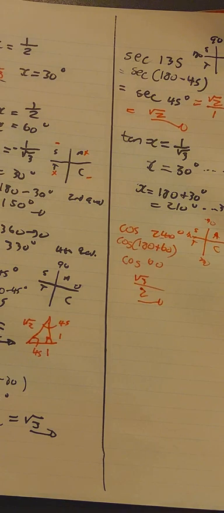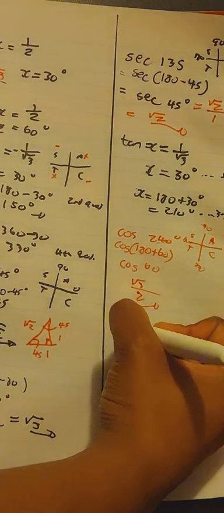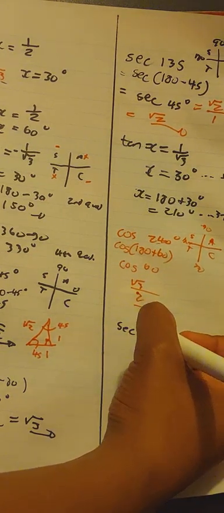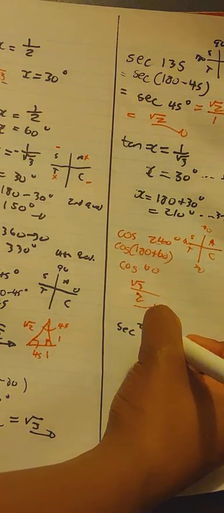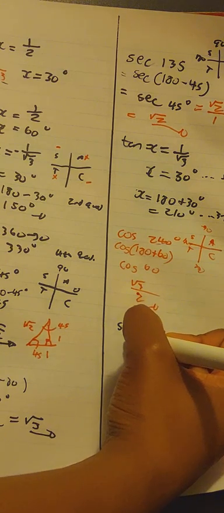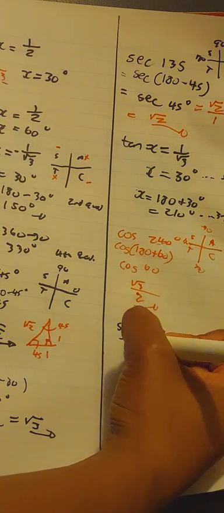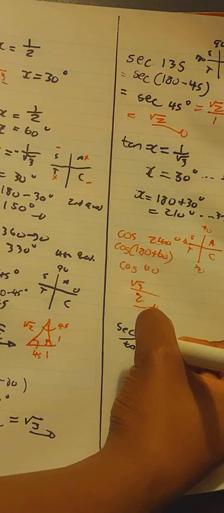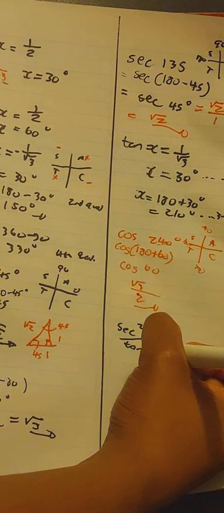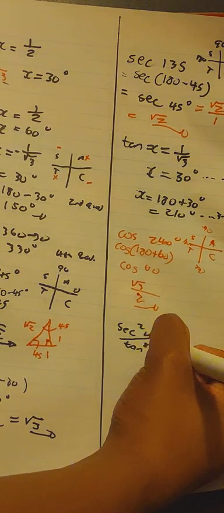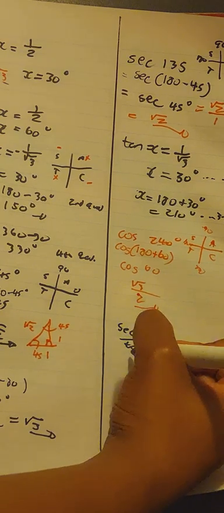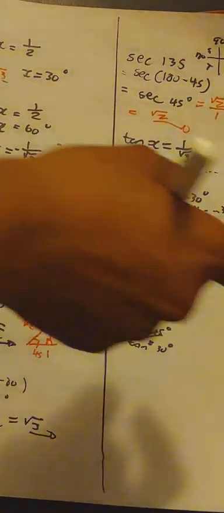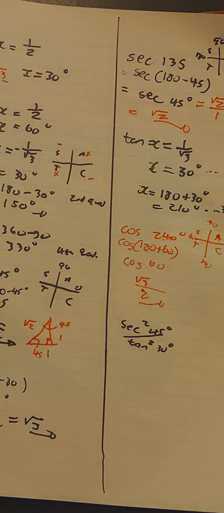Okay, let's do this one. Sec squared 45 degrees over tan squared 30 degrees. Sec squared 45, tan squared 30 degrees. How can we solve this one? We just go straight to our triangles, guys.